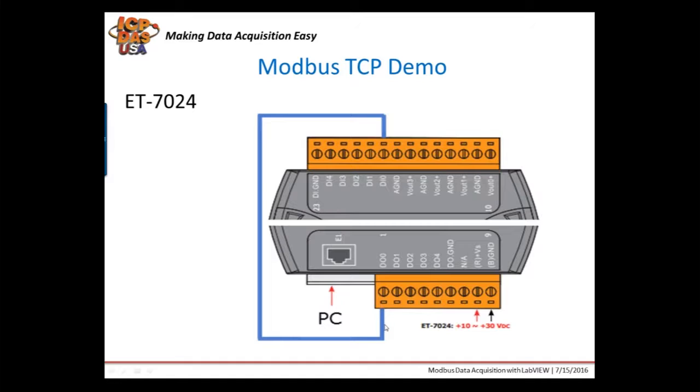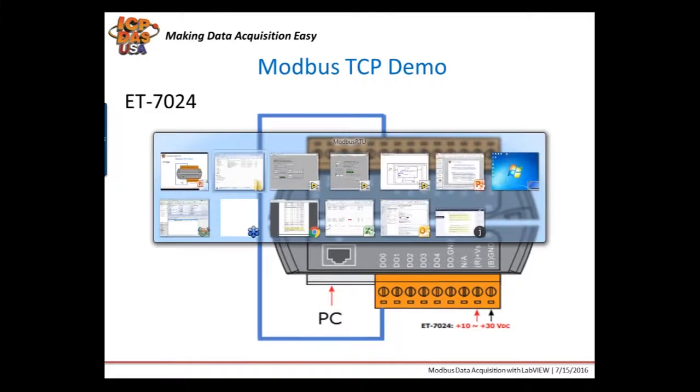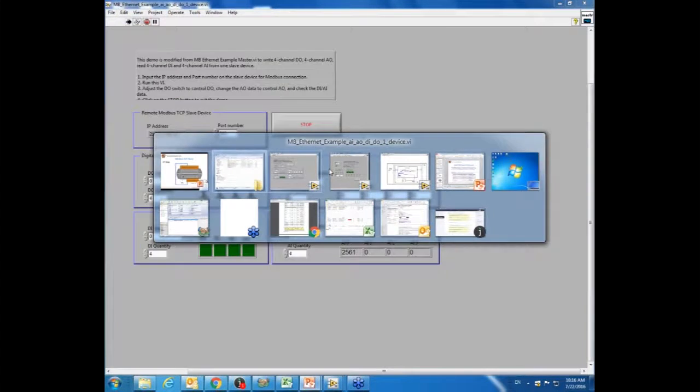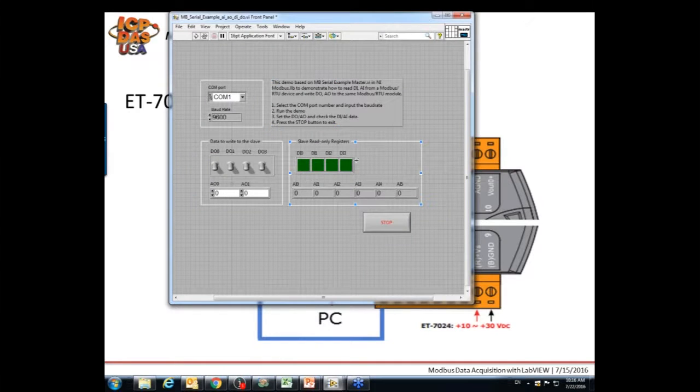In the Modbus TCP and Modbus RTU folder, there are some universal Modbus IO VIs. I will show you one of the Modbus TCP examples in a moment. As you can see, there are different combinations of IO, like AI, AO, or examples including AIO and DIO, like our ET7026.